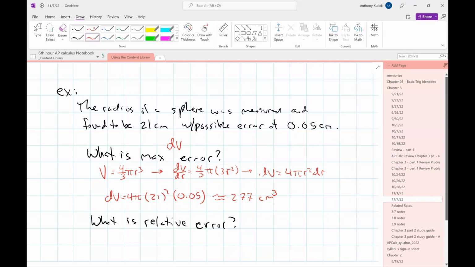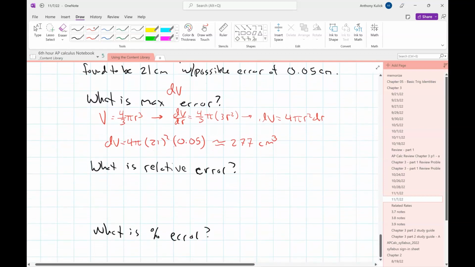What that's saying is, what would it mean if I measured something to be 21 when it was really like 21.05? That's kind of what it's getting at.